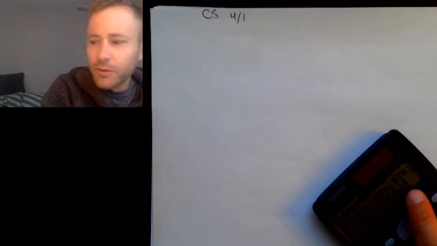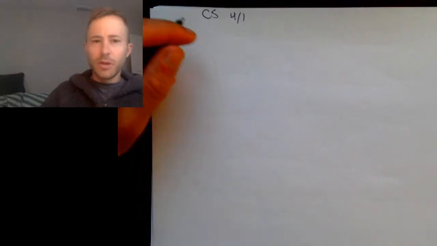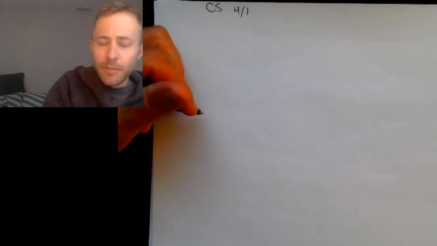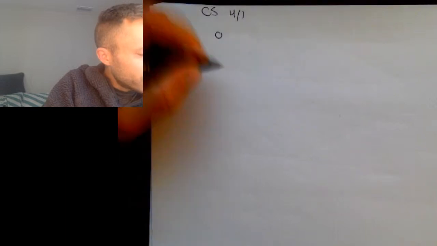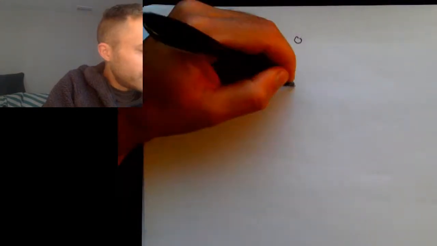Okay. So this is April 1st, computer science. I'm going to start off with a fairly simple neural network. So this neural network is going to have 3 layers. Here's layer 1, here's layer 2, here's layer 3.